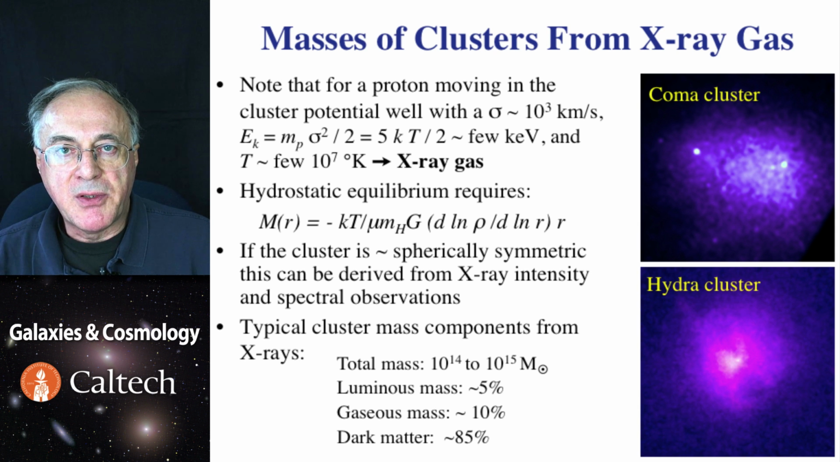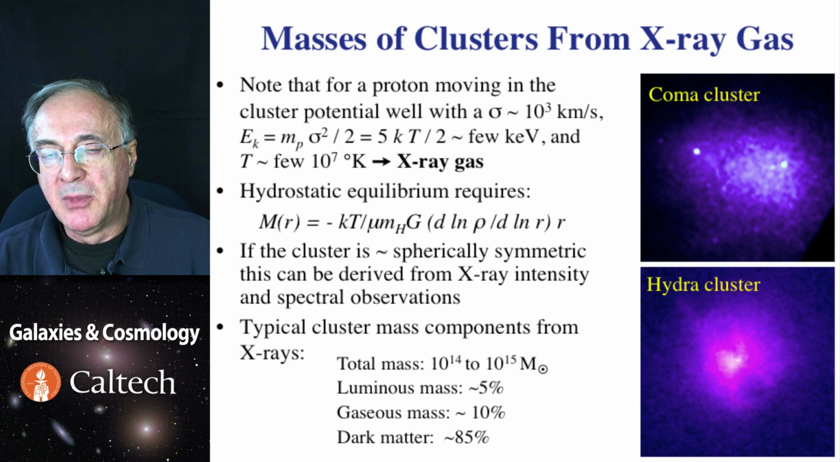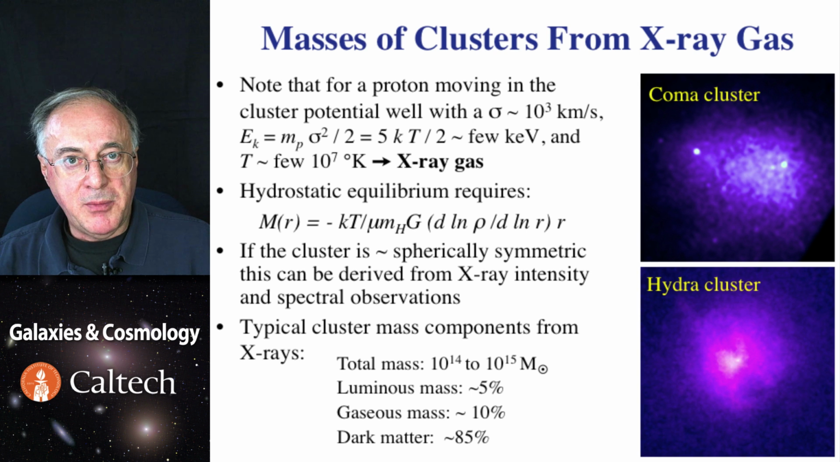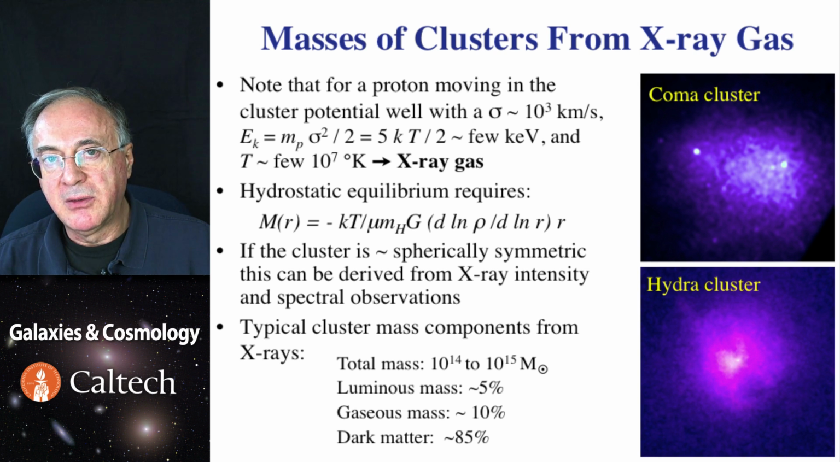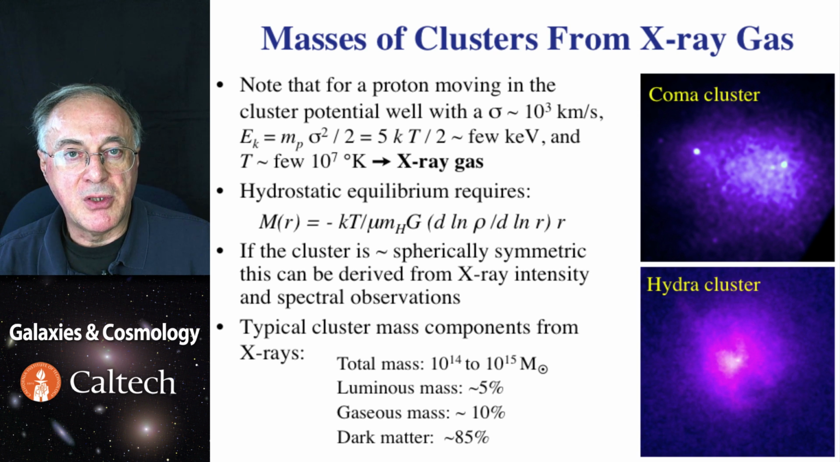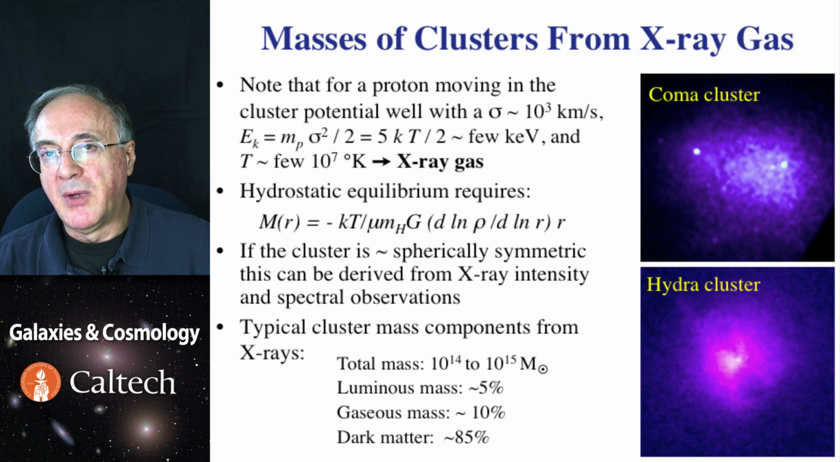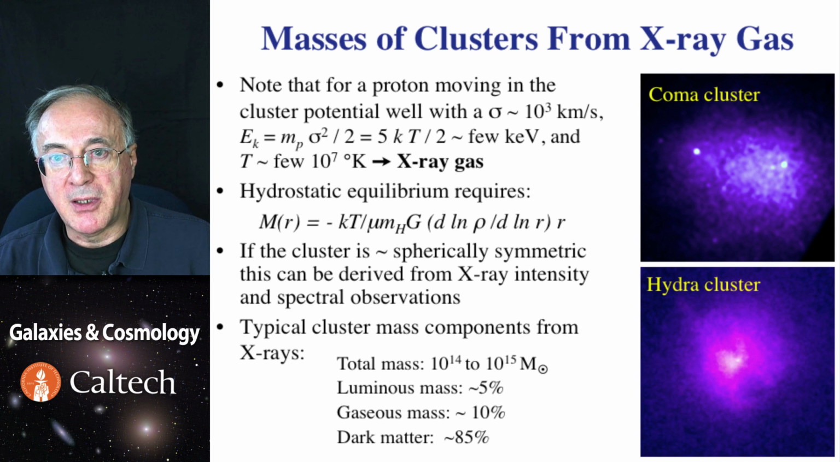If we assume that clusters are on average in hydrostatic equilibrium, then that gives us a means of evaluating their masses directly from the X-ray temperature and their density profiles. And the result is the same. The typical masses of clusters are in the range of 10^14 to 10^15 solar masses, only about 5% of which is luminous mass that we see in stars and X-ray gas. Only about 1/6 is the stuff in baryons, and everything else must be dark matter.